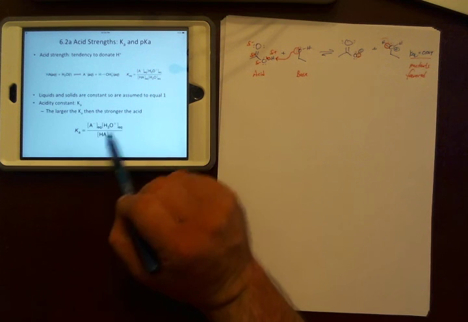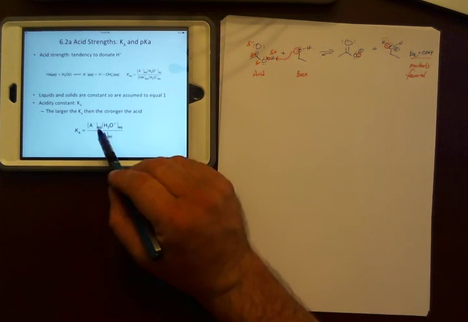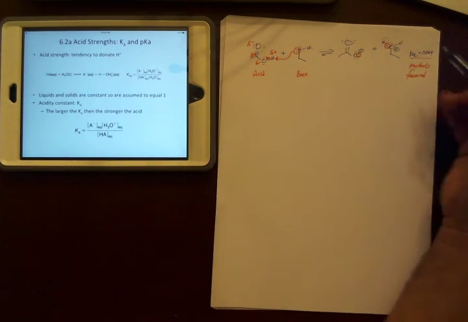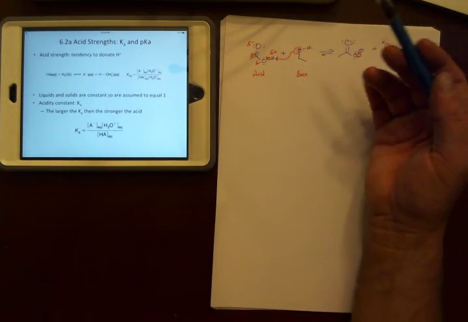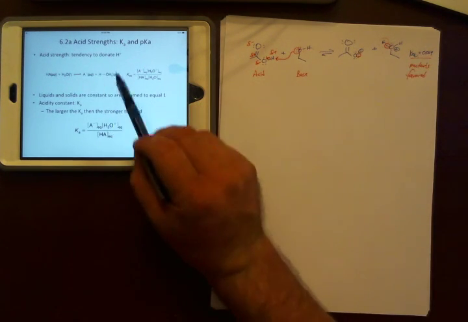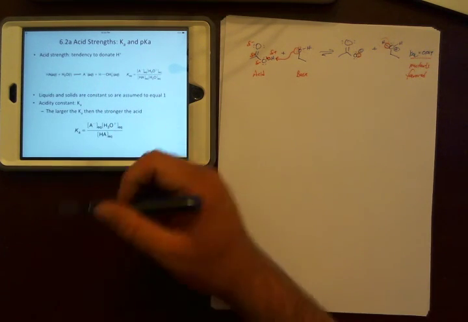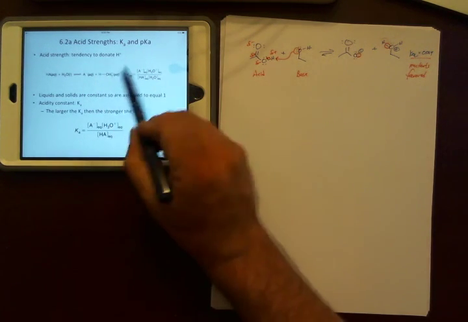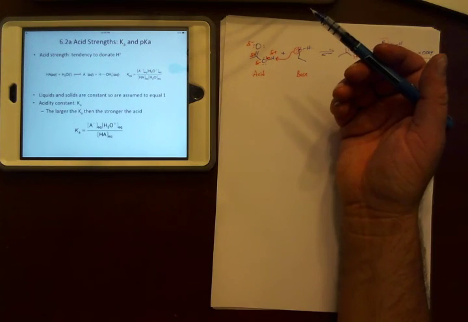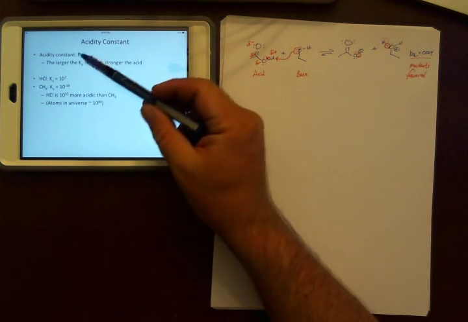Products over reactants. So it turns out that the higher the Ka, the bigger the number, the stronger the acid is, the more that it wants to dissociate like this. So the stronger the acid, the more it's going to want to push it towards products. So the bigger the Ka, the stronger the acid.